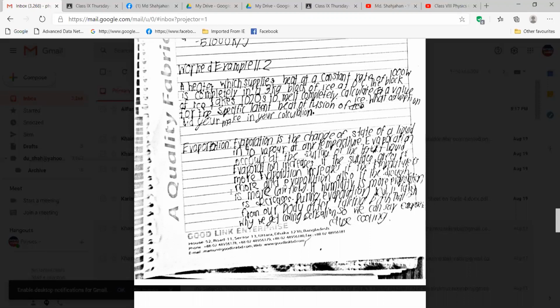During evaporation, heat is taken from our body after taking a bath. That's why we get a cooling sensation. So we can say evaporation causes cooling.